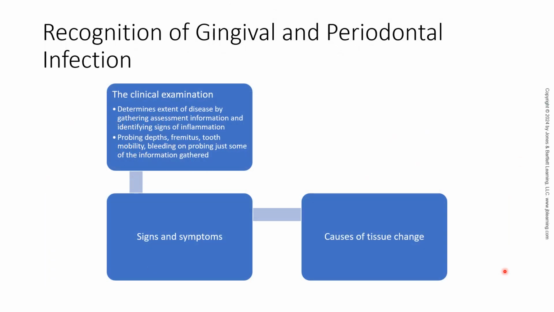Recognition of normal and abnormal depends on a systematic step-by-step examination. A comprehensive periodontal exam is used to gather information and identify the signs and symptoms.